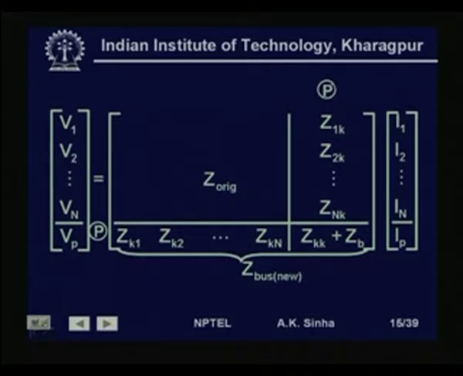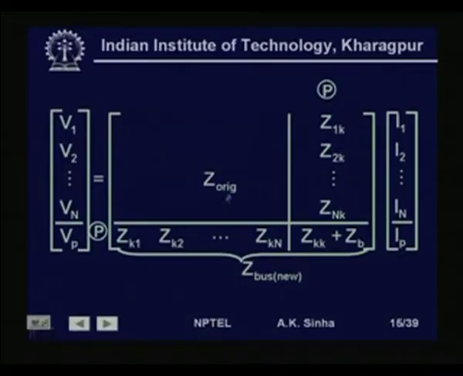Now, again, since this bus P is a new bus, so we have now in the system n plus 1 nodes. So, we will get Z bus which will be n plus 1 into n plus 1, and this is the modified Z bus. So, this is how we can take care of the type 2 modification, where we are adding a new bus by connecting it through a branch Zb to an existing bus k.